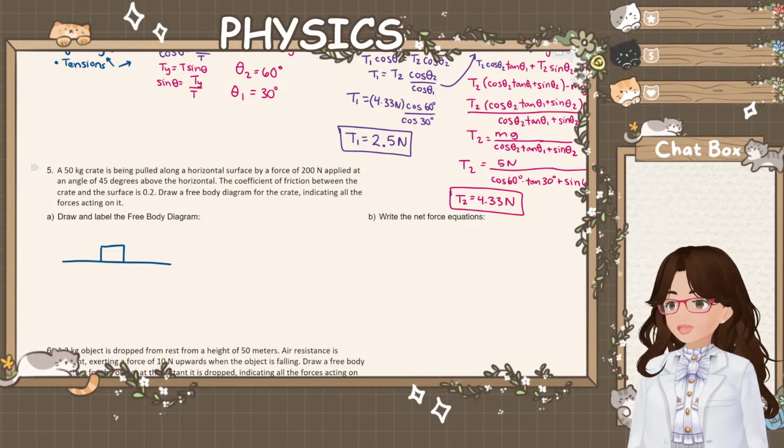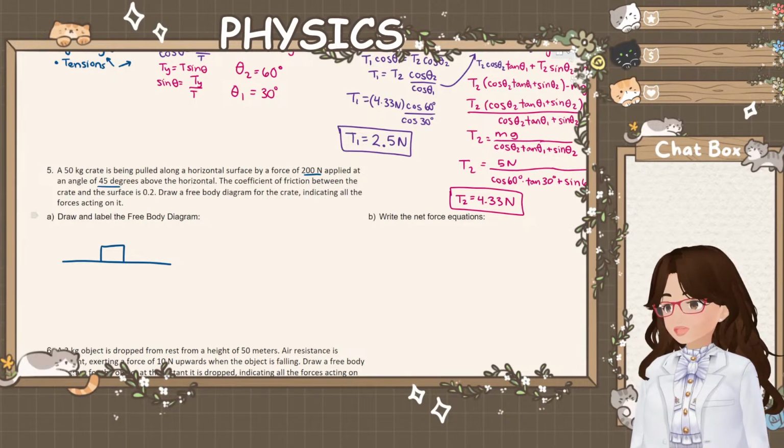Okay, it looks like our force is going to be 200 newtons at an angle of 45 degrees above the horizontal. It's positive. Therefore, to have a positive force, I'm going to go for this system right here. It's up and to the right. So I have a 45 degree angle, and this is my force applied.